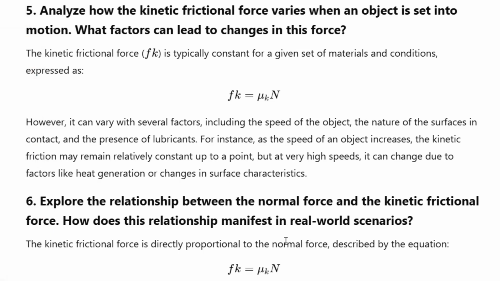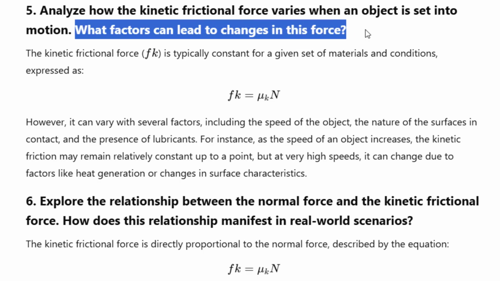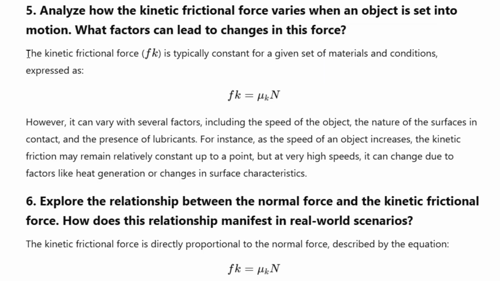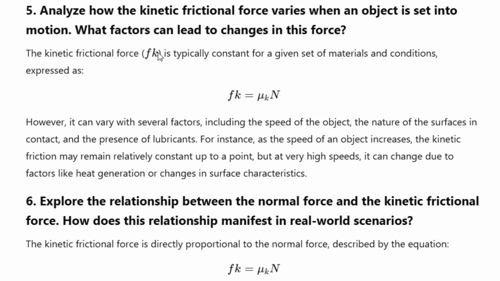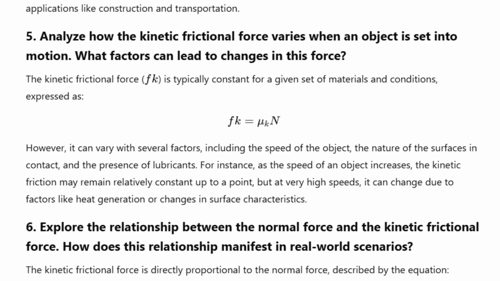Analyze how the kinetic frictional force varies when an object is set into motion. What factors can lead to changes in this force? The kinetic frictional force, Fk, is typically constant for a given set of materials and conditions, expressed as Fk equals mu k N. However, it can vary with several factors, including the speed of the object, the nature of the surfaces in contact, and the presence of lubricants.